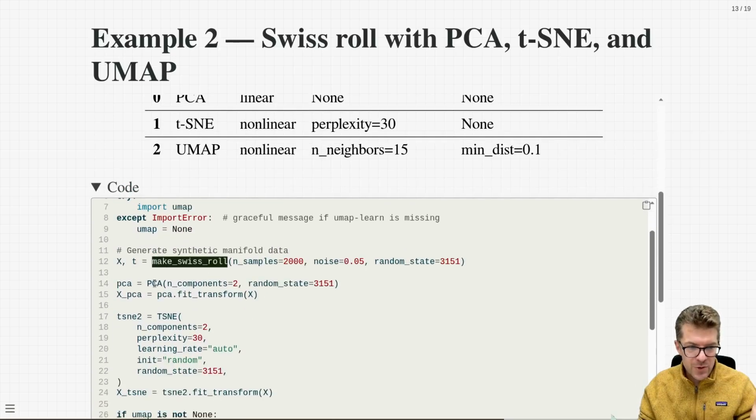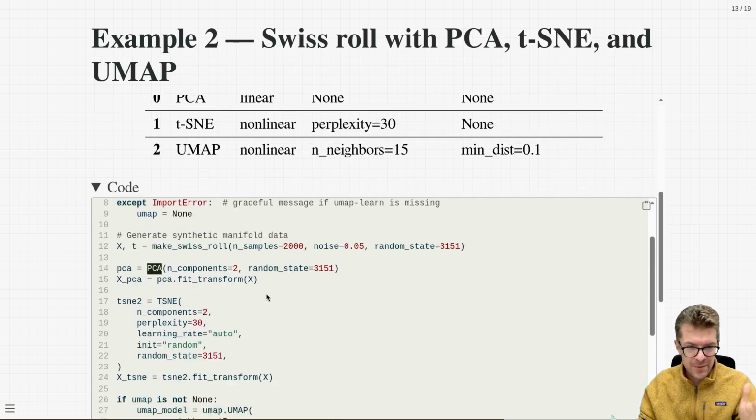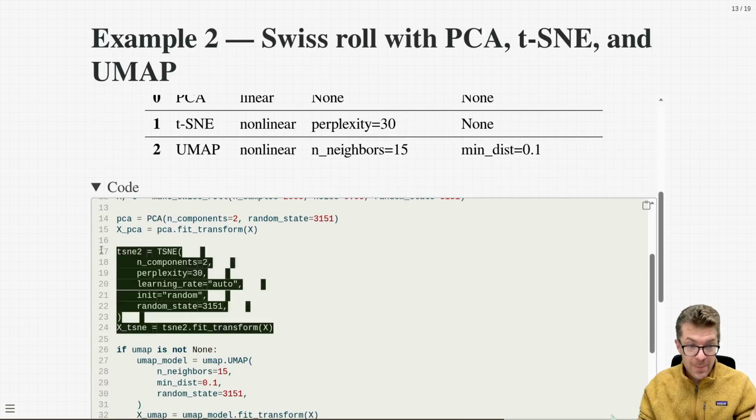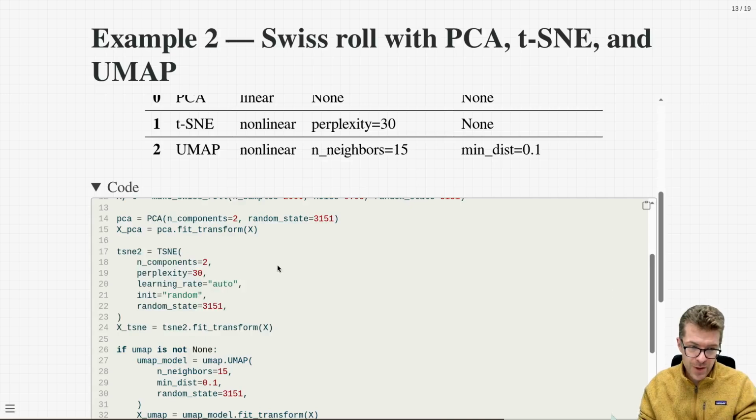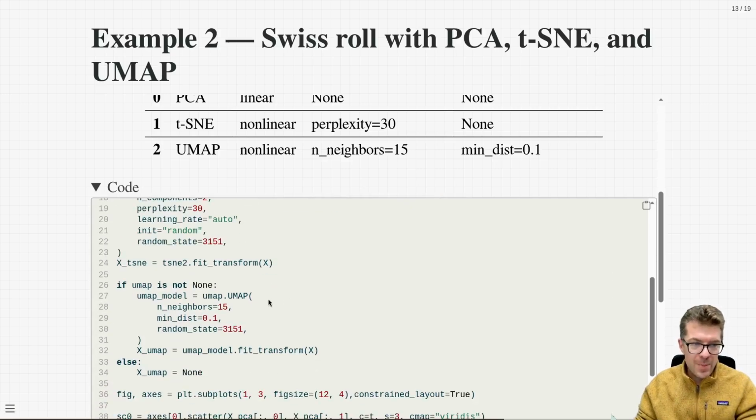I make the Swiss roll. I get my principal components analysis like I've done several times at this point. I get my t-SNE like I did using the t-SNE function we saw a moment ago. UMAP is a little bit tricky.